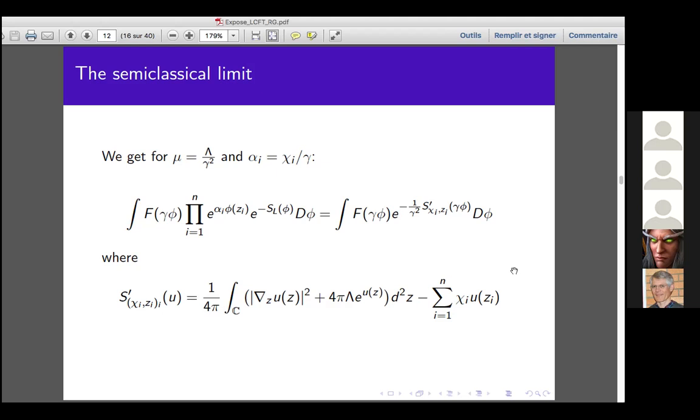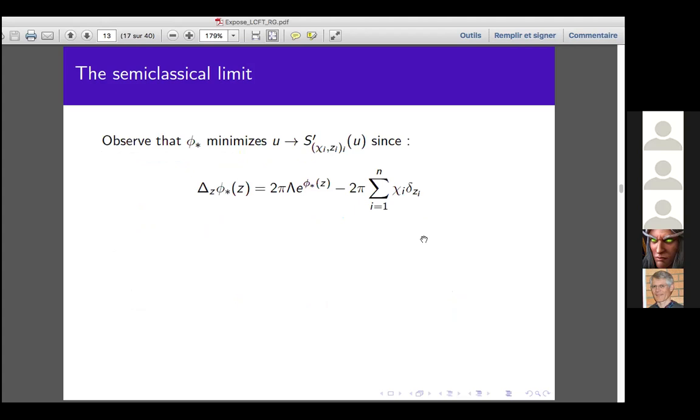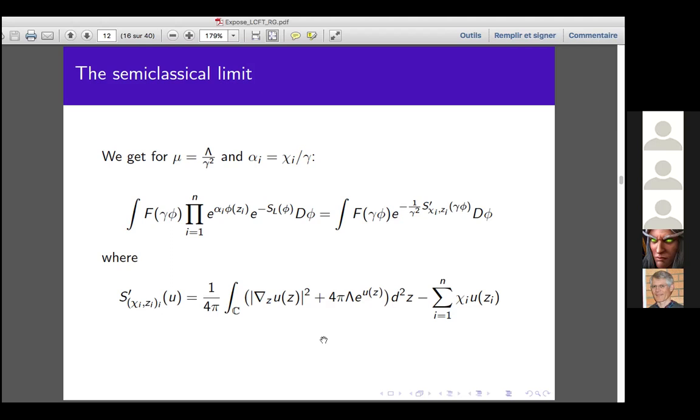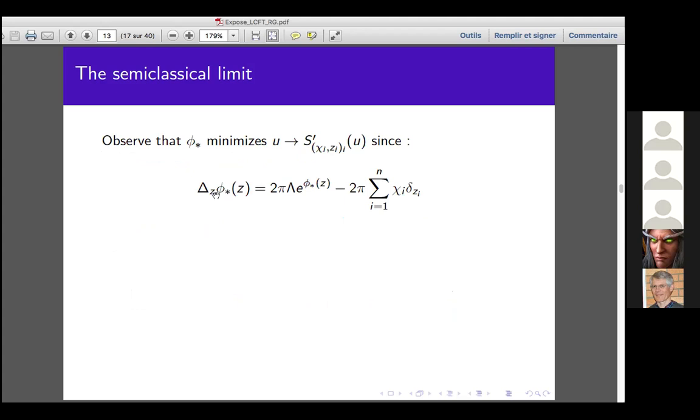Now, if you take this thing here and you take the minimum, it's going to be minimized by something which is supposed to solve Laplacian phi star equals two pi exponential phi star minus two pi sum of Dirac masses in z_i times chi_i, which is nothing but the equation I gave you in the first slide, okay?